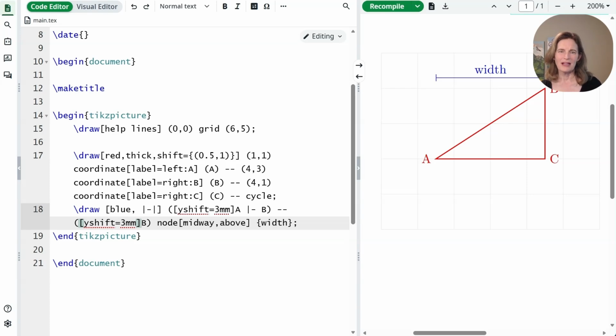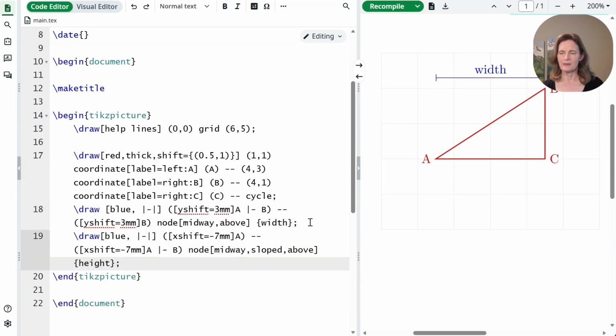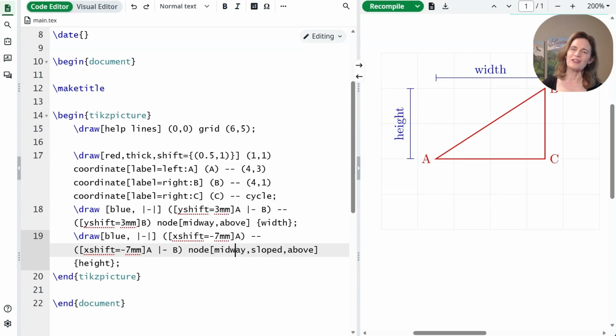We can use the same idea to mark the height with a vertical line from A to A bar dash B, x shifting by -7 millimeters. Again, the shift goes inside the coordinate parentheses surrounded by square brackets. So remember, shift, xshift, and yshift work on explicit coordinates in draw commands. But for named coordinates, you have to put the shift inside the parentheses with square brackets before the coordinate name.